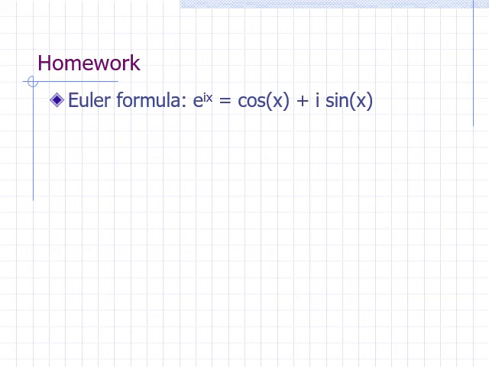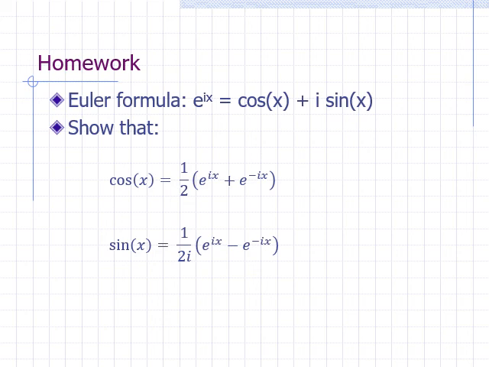The relationship e to the ix equals cosine x plus i sine x is known as the Euler formula. This is a very useful formula to know in quantum mechanics. From this, it should be straightforward to show that cosine x is equal to 1/2 times the sum of e to the ix and e to the negative ix. Similarly, you can show that sine of x is equal to 1 over 2i times e to the ix minus e to the negative ix. These formulas will allow us to construct functions that do not have imaginary components from functions that do.